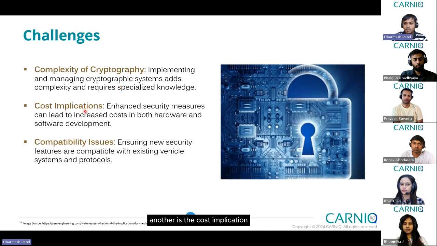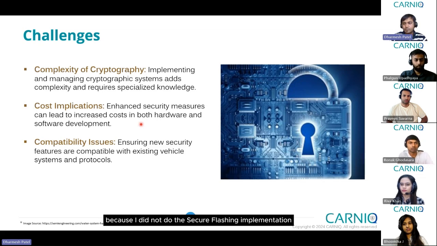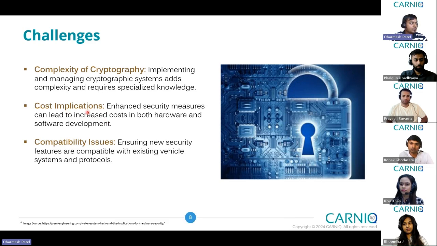Another is the cost implication. Here I would say the motivation is that I can put money into the development, rather than after some time in production getting the issue hacked or a malfunction happening because I did not implement secure flashing. That cost will be more than what I spend currently in the development. So that also we should consider. That is one point regarding the cost implication.